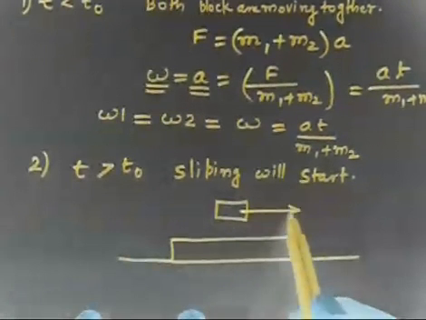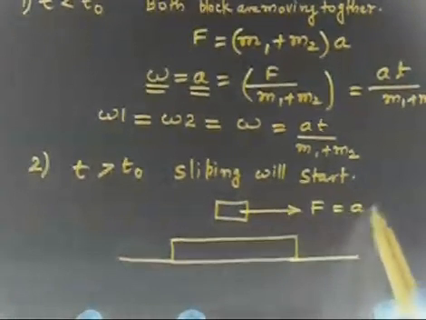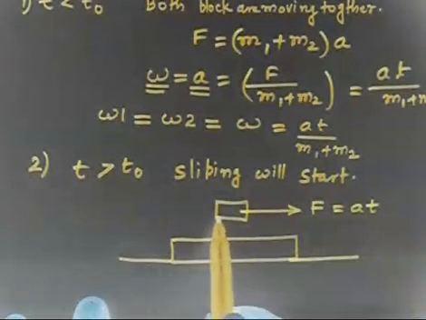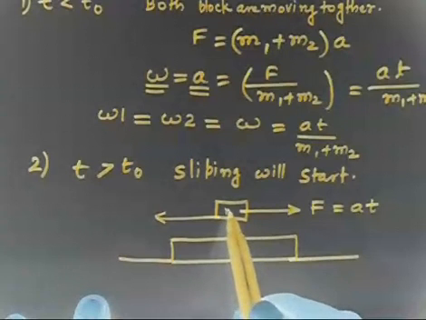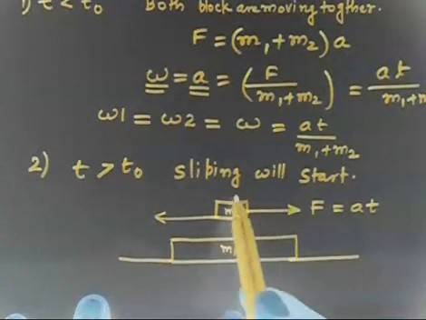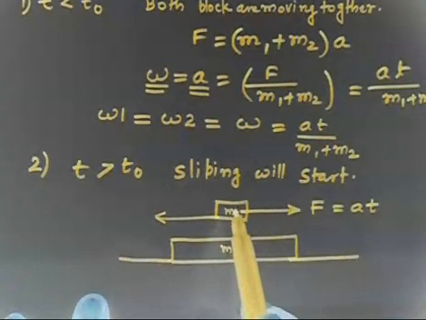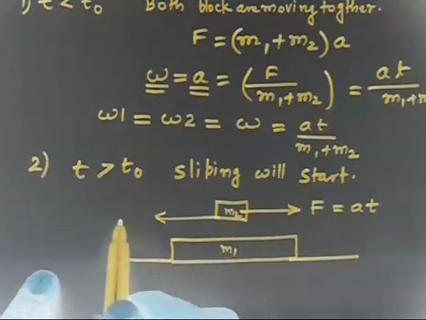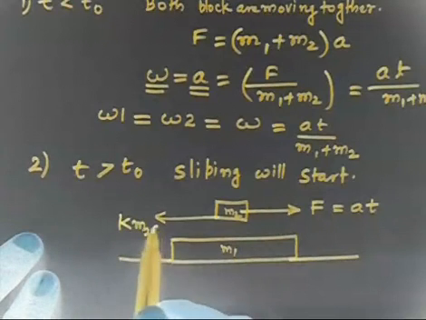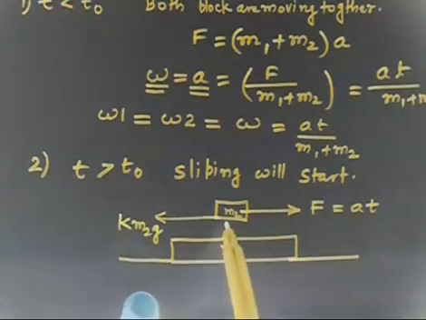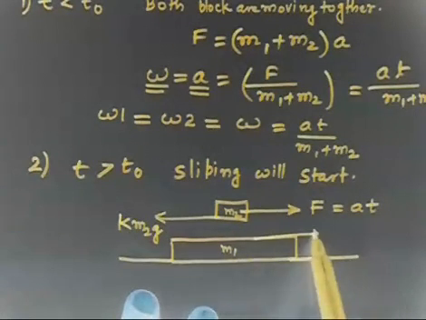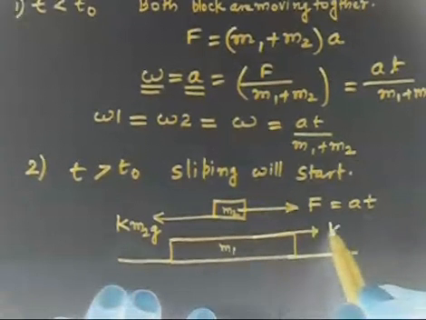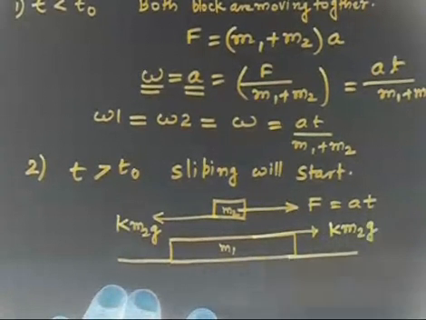On this block I have a force F, that is equal to AT. Now there will be a friction force. The normal reaction is M2, this is M1, so the normal reaction will be M2 into Z. I assume you understand, because the normal reaction is M2Z, so I can write the friction force as Km2Z. Did you agree? By Newton's third law, if this block applies a friction force in this direction, Km2Z, then I can apply a friction force on this block in this direction, that is Km2Z.